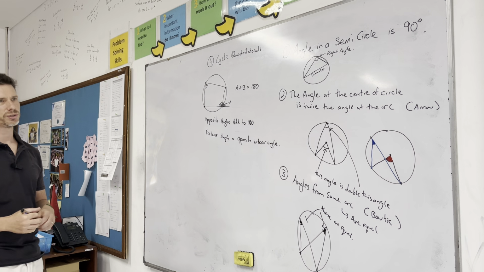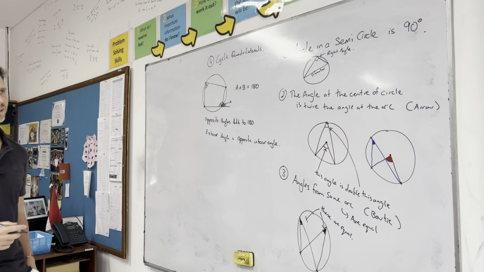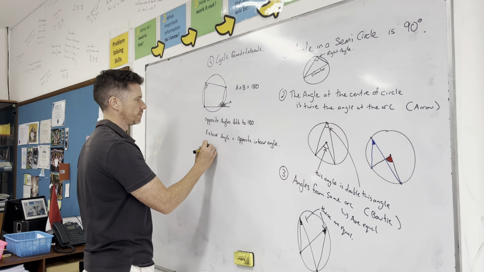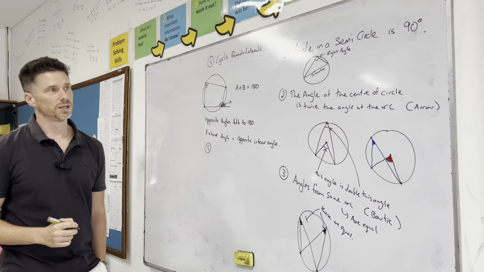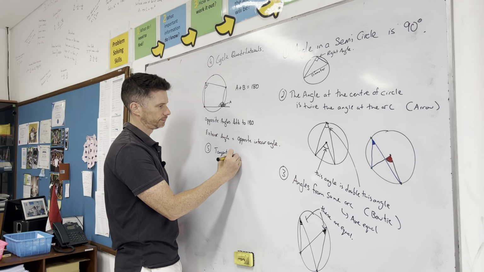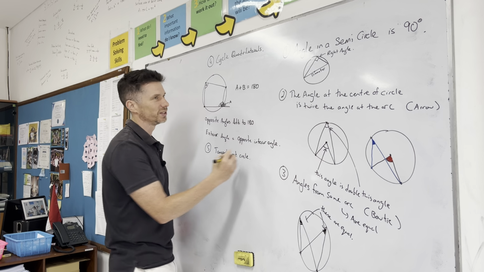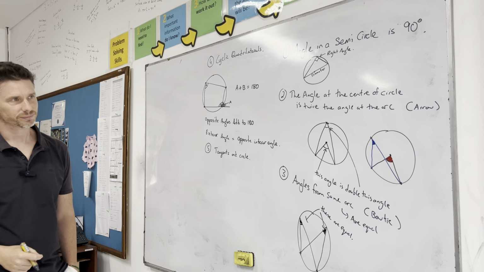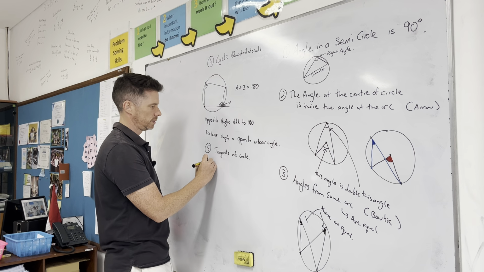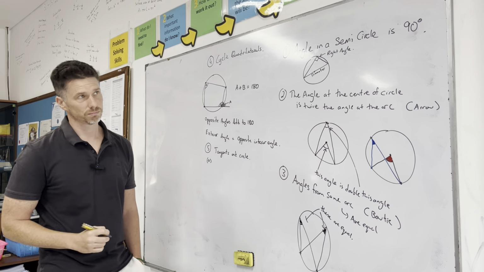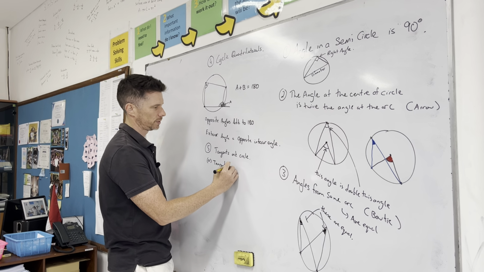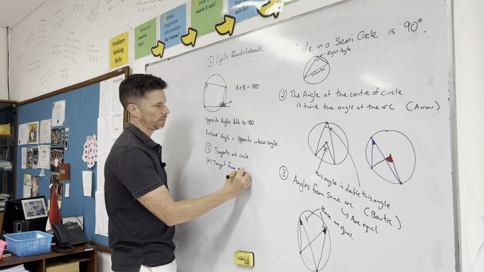Okay, so we had tangents earlier on in one of our initial diagrams. So let's look at tangents. Let's call this one tangents of the circle. Okay, so the first one, from an external point.